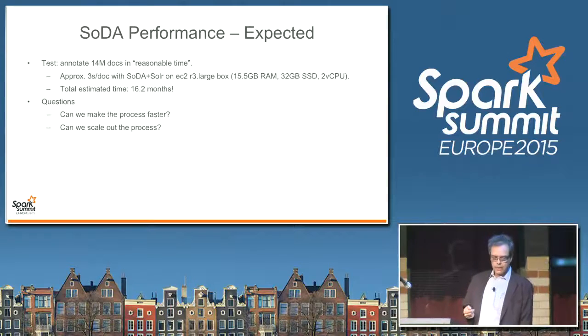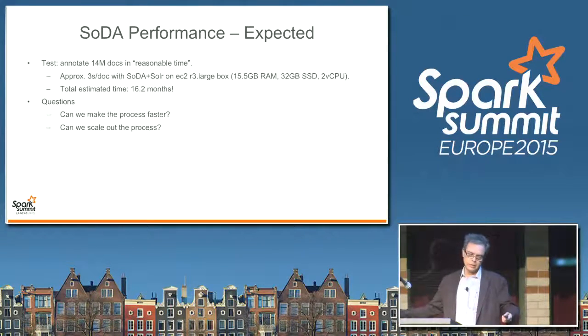And our first test showed an average of 3 seconds per document. This was within our 3 large box, 15 gigs RAM, and 2 CPUs. If you multiply that out, it works out to 16.2 months, so definitely not going to work, right? So 2 questions arose at that point: could we make the process faster? Or, in addition to that, could we also scale out?